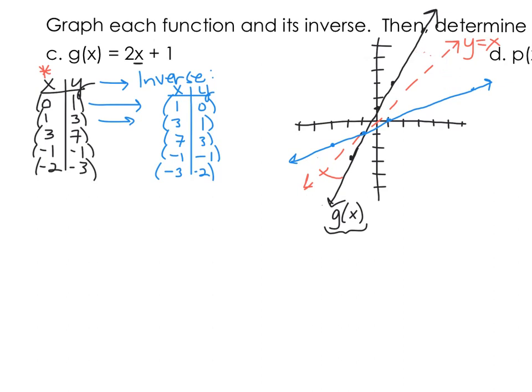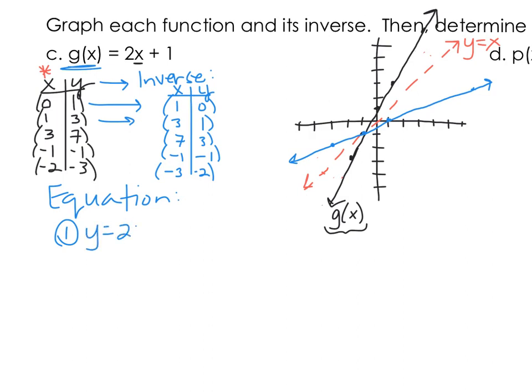Our next step then is to write the equation for that inverse function. To do that, we're just going to do those same 4 steps that we did up above. So to write the equation, the first thing we do is we take g of x and we switch it with y.